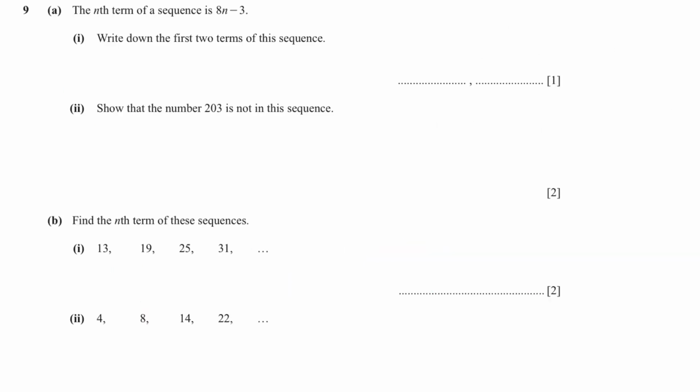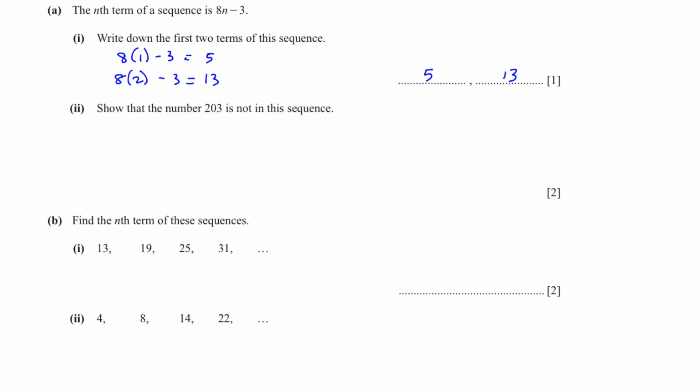Question number 9. Part A, the nth term of a sequence is 8n minus 3. Write down the first two terms of this sequence. So in place of n, we'll put 1 and we'll get 5. And then in place of n, we will put 2 and we will get 13. So the first two terms are 5 and 13.